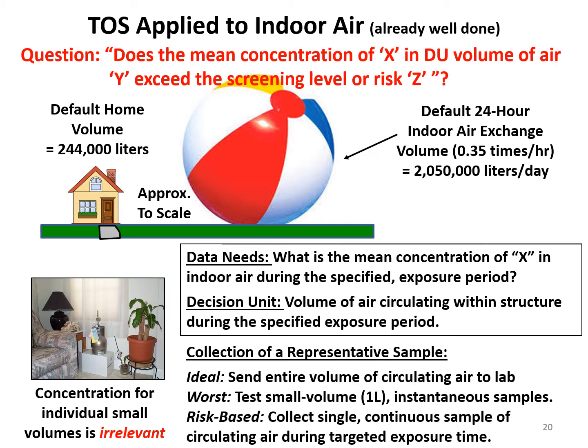So a risk-based approach, similar to what we talked about for soil, you're going to collect a single continuous sample of circulating air during the targeted exposure time. So you might do this by putting a Suma canister in a place in the house that's occupied. You assume the air is circulating throughout the house and open the Suma canister so it would collect a single sample over 24 hours. Then that 6 liter sample you send to the laboratory will be representative of this 2 million liters that went through that house in a day, is assumed. You can do passive samplers and other things, but once again, the concentration of the contaminant you're looking for in any small individual volume of air within that house is irrelevant.